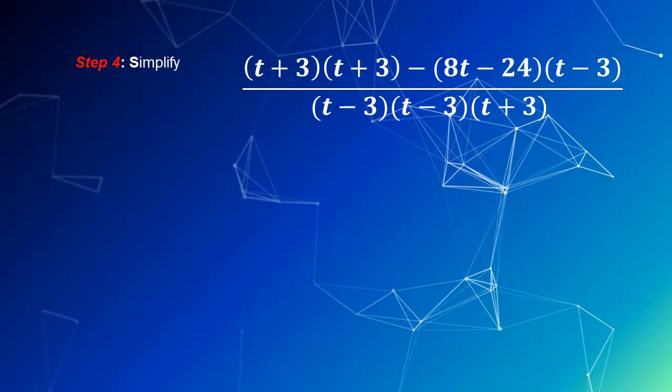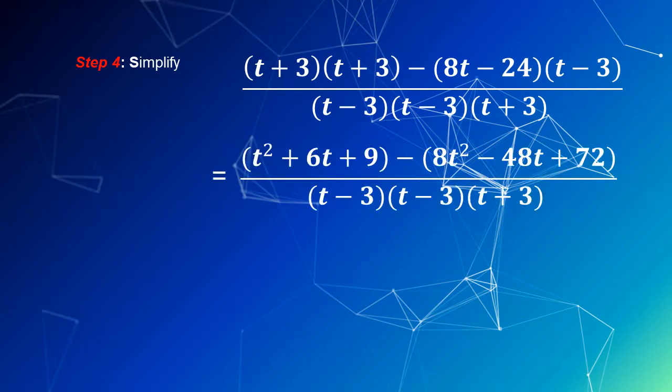What we're going to do now is we're going to simplify. When we say simplify, we're going to perform the given operation. So this one will be multiplied using a, we call this one the FOIL method. Squaring this one, it is equal to t squared plus 6t plus 9 minus the product of this, which is 8t squared minus 48t plus 72, all over this one.